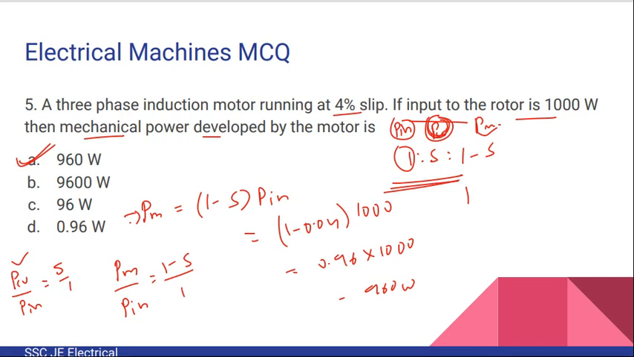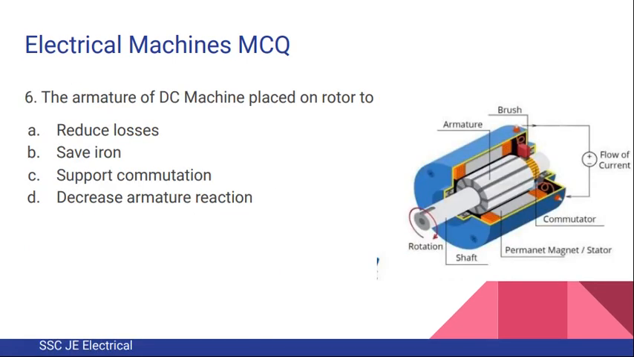Okay, next one, the armature of a DC machine is placed on the rotor. This is the armature. The armature of a DC machine is placed on the rotor. It is not for reducing, it is for supporting commutation. C is the correct answer.